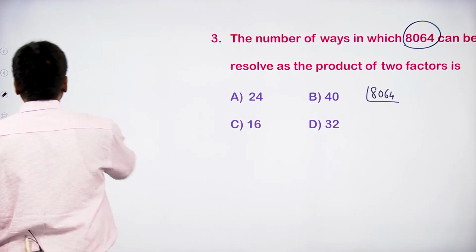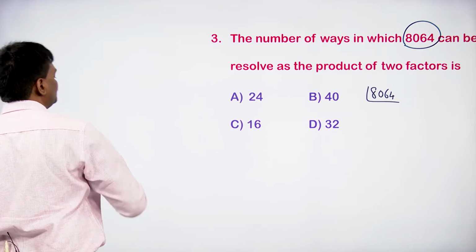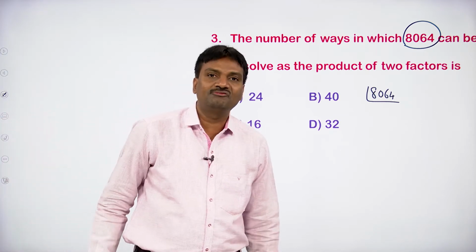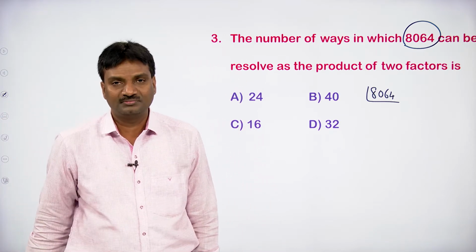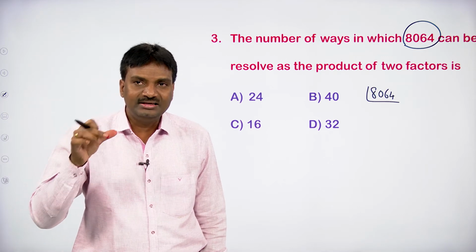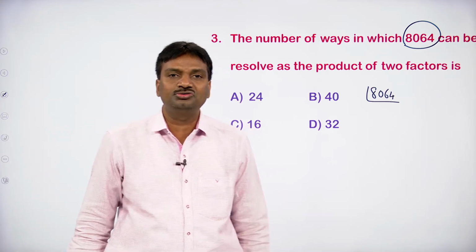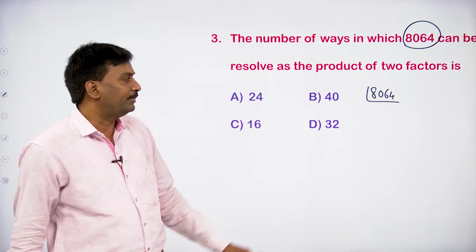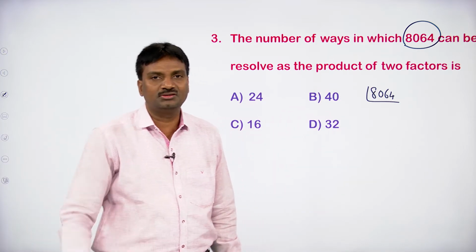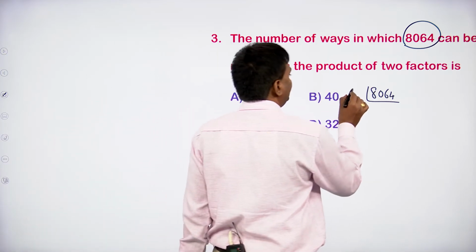Since 8064 is not a perfect square, we can use the formula d of n by 2. If the given number is a perfect square, then we have to use the formula (d of n plus 1) by 2. But 8064 is not a perfect square. Let us take the LCM.